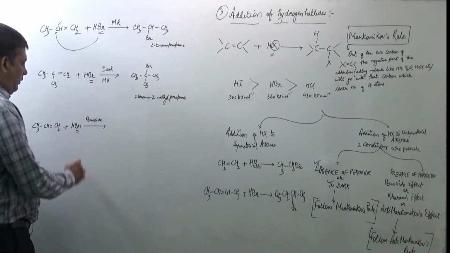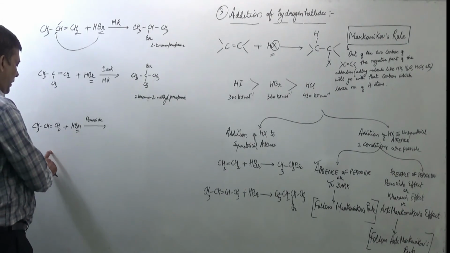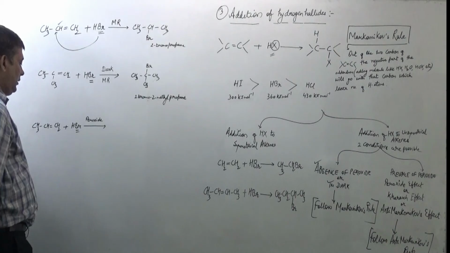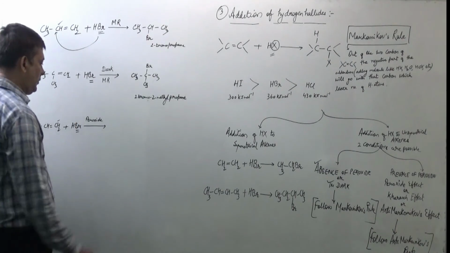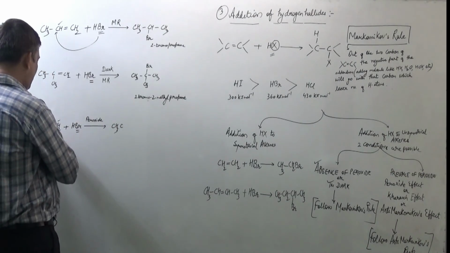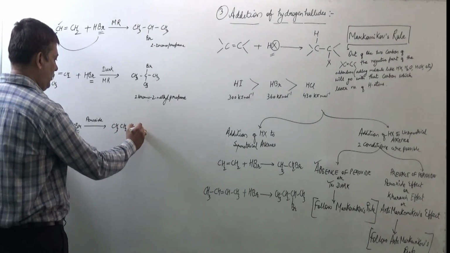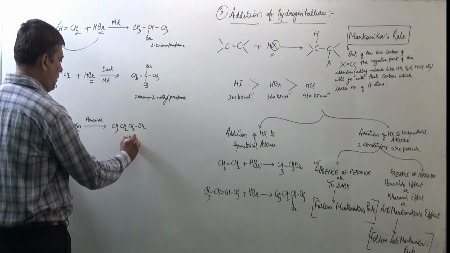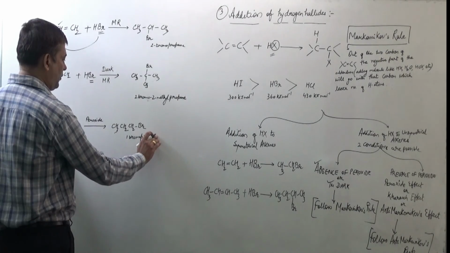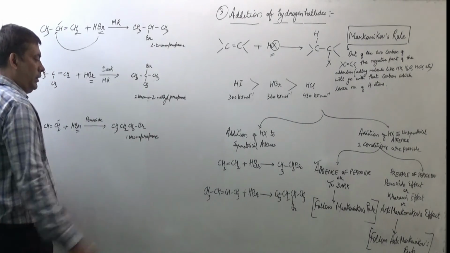So we have to add the negative part to that carbon which has got more number of hydrogen in this condition. So this Br will go with this carbon. What will be the product? CH3CH2CH2Br. This is 1-bromopropane. 1-bromopropane will be formed. See the difference of product. Just because of the difference of condition, the product formed will also be different.